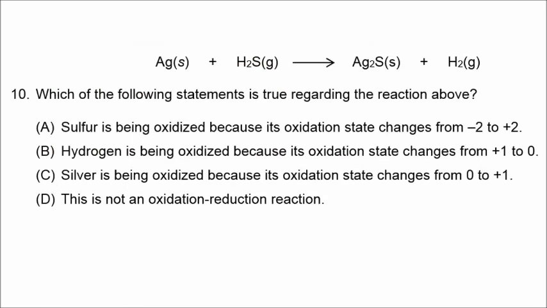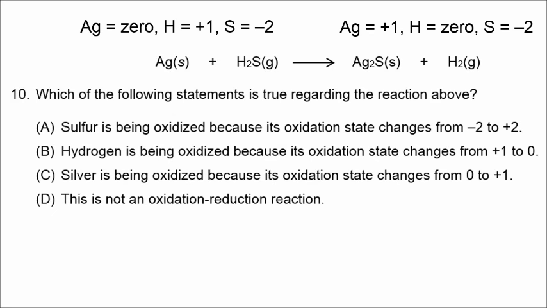Number 10 is talking about, is it a redox reaction or not? And if it is, what element is being oxidized and what's being reduced? Let's assign the oxidation numbers for the elements on both sides. Silver is an element, so it is 0. And in H2S, H is +1 and sulfur is -2. On the right, silver now is part of a compound, silver sulfide. Silver now becomes +1, and hydrogen is 0 because it is in elemental form as hydrogen gas.